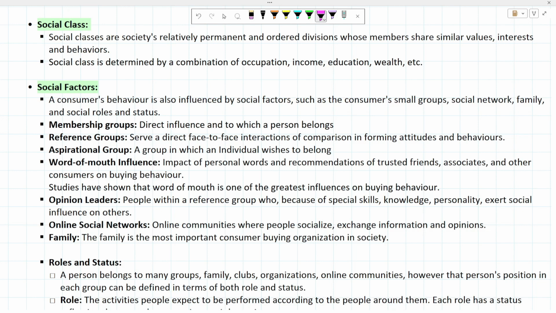Online social networks are online communities where people socialize and exchange information and opinions. Family is the most important consumer buying organization in society. It's what you're born into, the people you're born around. In the book, they say that the family actually affects your social factors and your social behaviors the most.